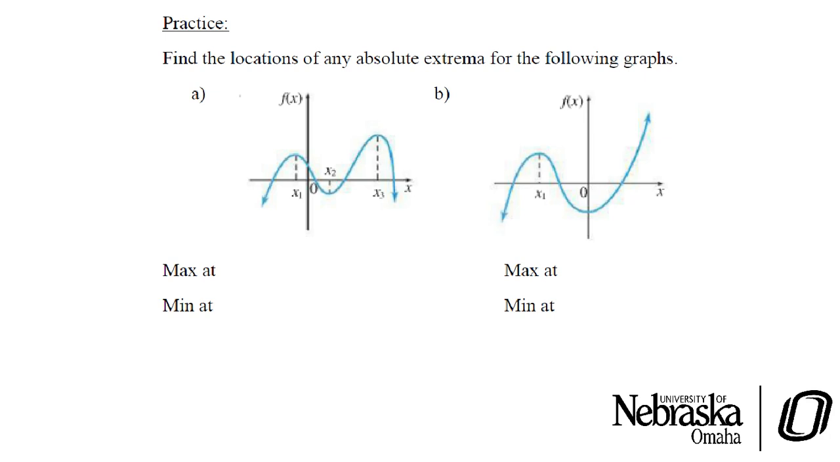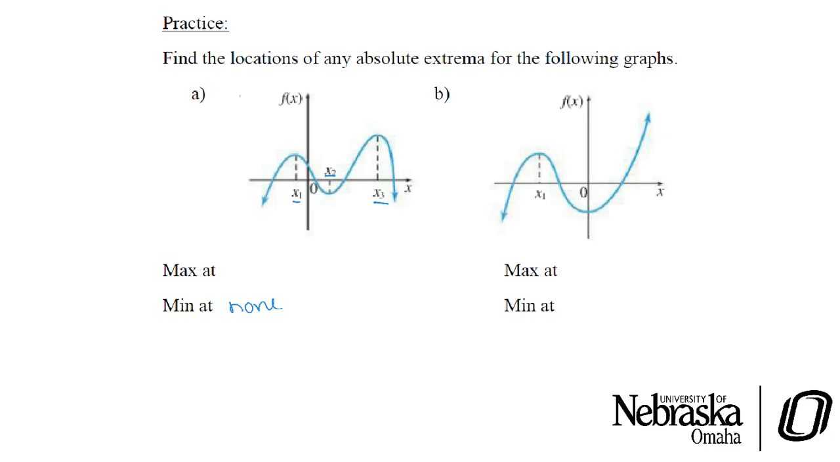So some examples. Find the locations of any absolute extrema for the following graphs. Part A, look at the regions. So we have x1, x2, and x3 on the graph of part A. These are the x values. Now it doesn't give us an interval, so that means we're going from negative infinity to infinity. Looking at this, these arrows are going down forever, so we have no minimum. They're going down to negative infinity.